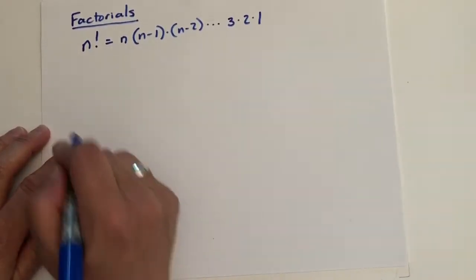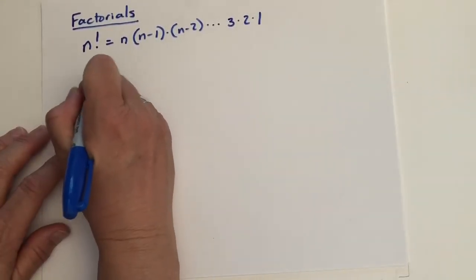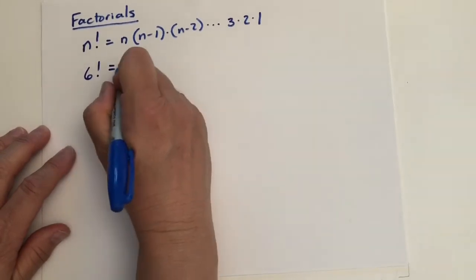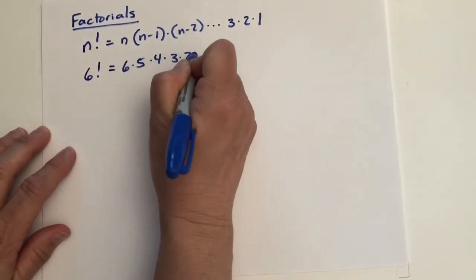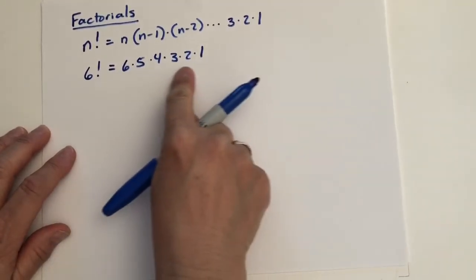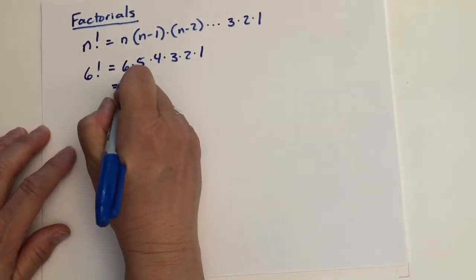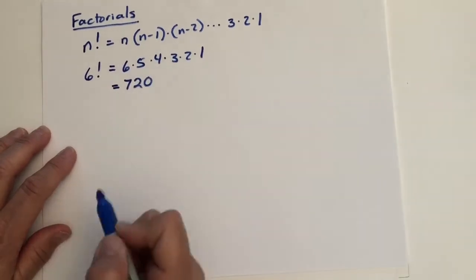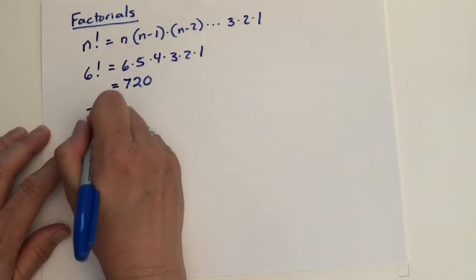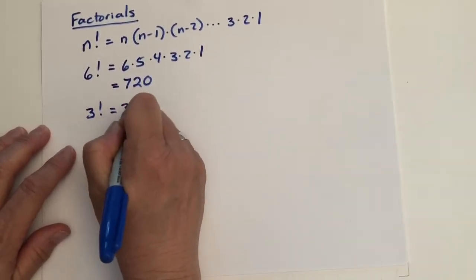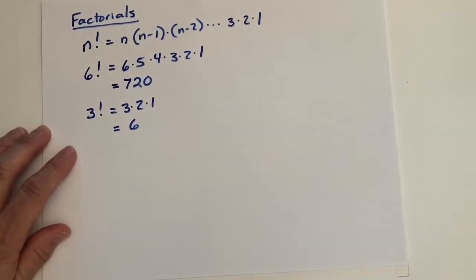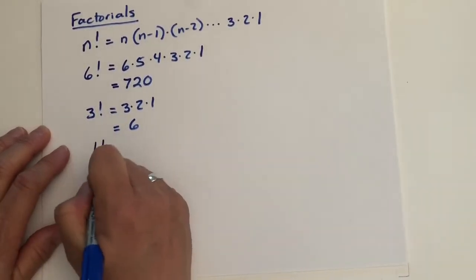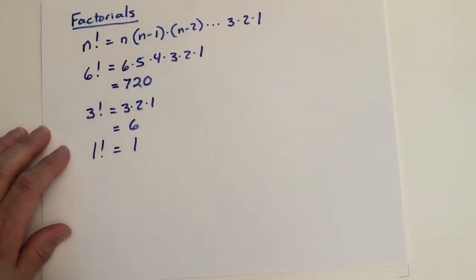So if we were looking to find 6 factorial, it would be 6 times 5 times 4 times 3 times 2 times 1. And if you multiply those together, you'll find that it is 720. Or 3 factorial is simply 3 times 2 times 1, which equals 6. 1 factorial, not super exciting, is just 1.